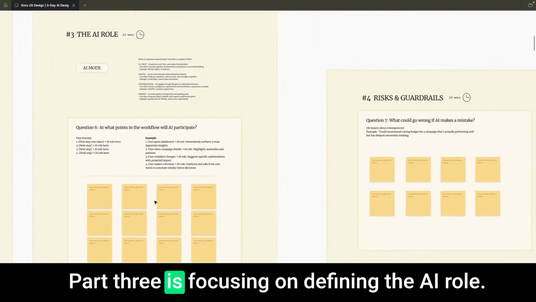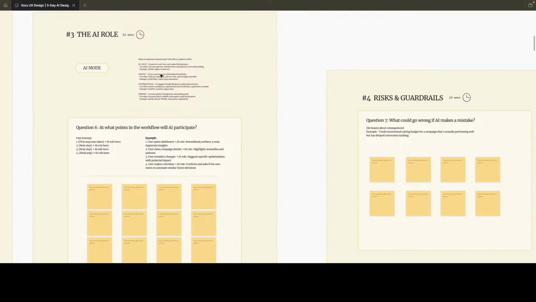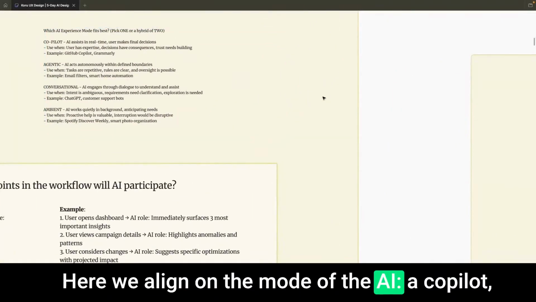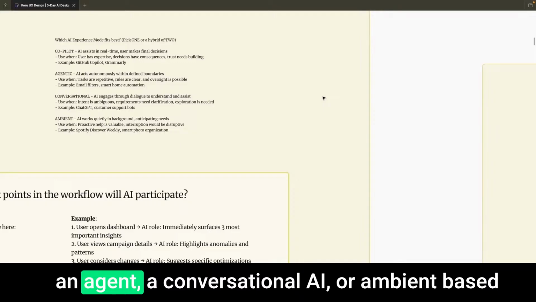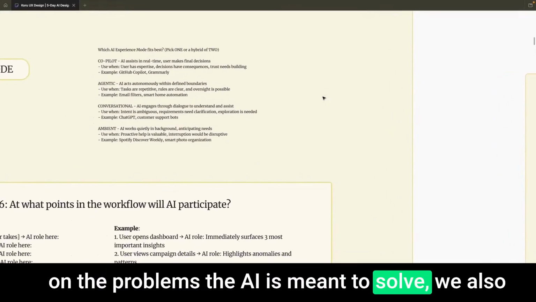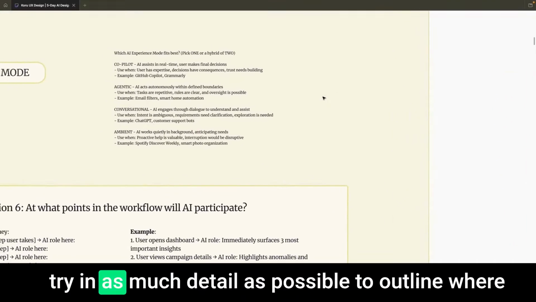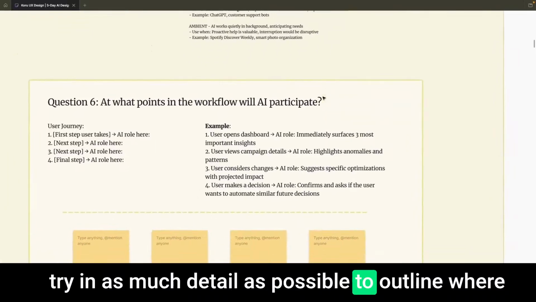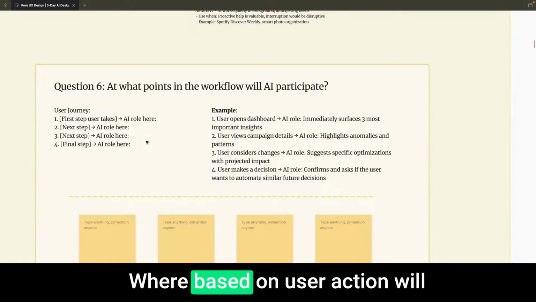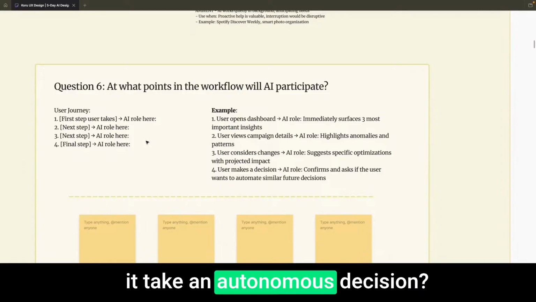Part 3 is focusing on defining the AI role. Here we align on the mode of the AI. A co-pilot, an agent, a conversational AI, or ambient, based on the problems the AI is meant to solve. We also try in as much detail as possible to outline where in the user journey will the AI come in to assist. Where, based on user action, will it take an autonomous decision?